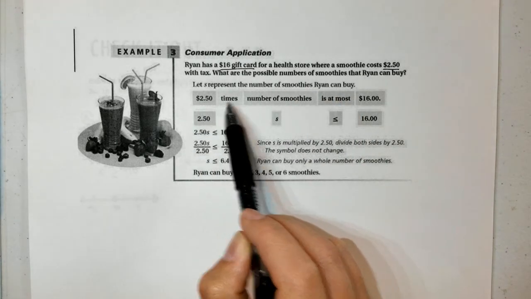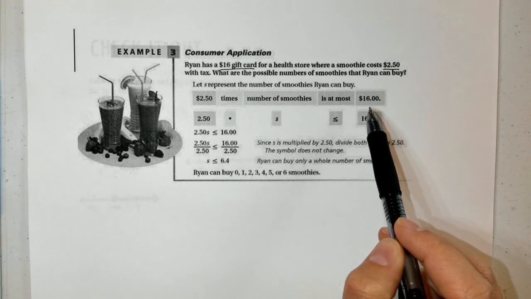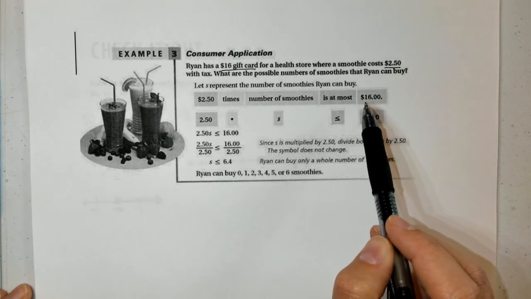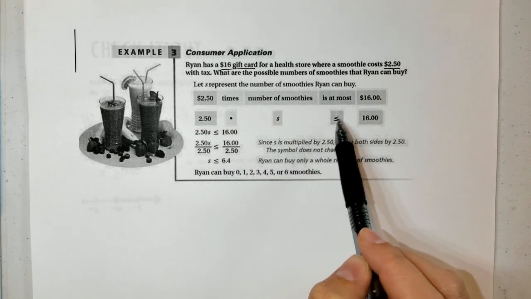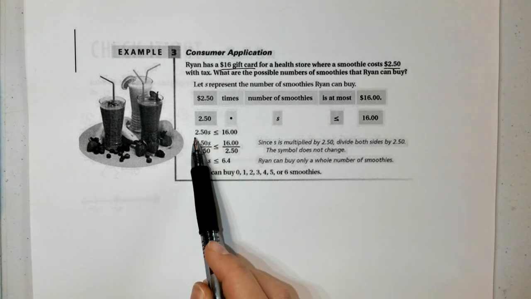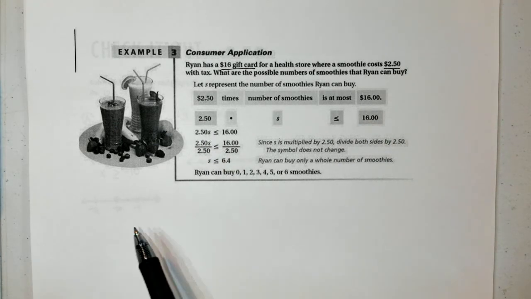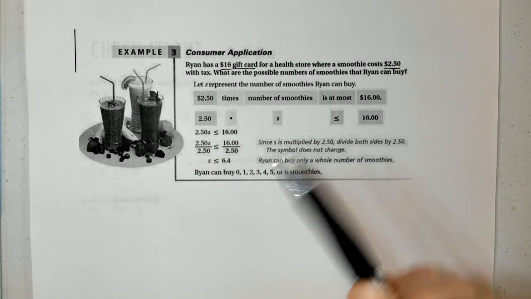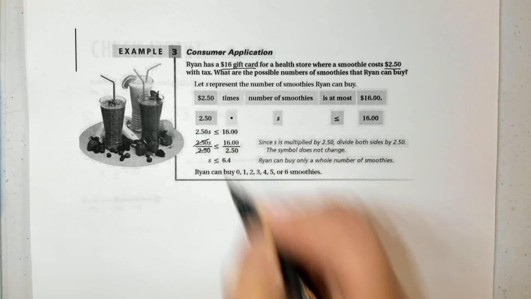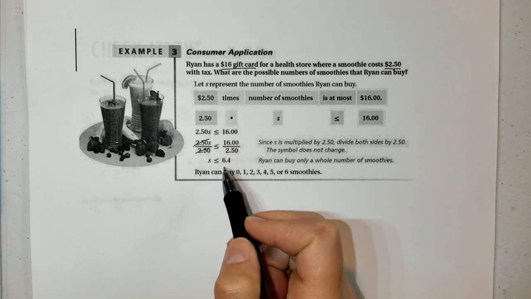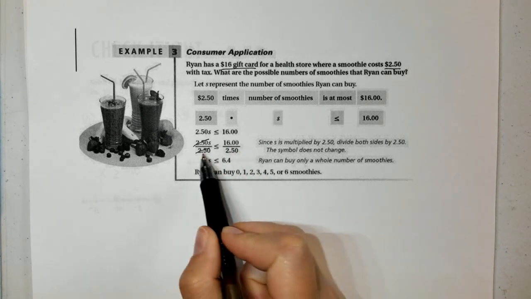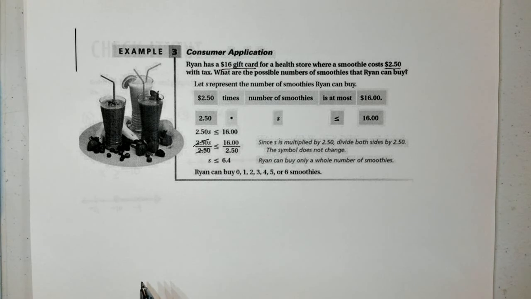So it's going to be $2.50 times the number of smoothies is at most 16 because we can't spend more than $16. We can spend exactly $16 but no more. So it's going to be $2.50 times S is less than or equal to 16. Divide both sides by $2.50. $2.50 divided by $2.50 is 1, so I'm left with S. And then less than or equal to 16 divided by $2.50 gives you 6.4. Now we don't switch the sign because we were dividing by a positive. The only time you switch the sign is when it's a negative. So we have S is less than or equal to 6.4.